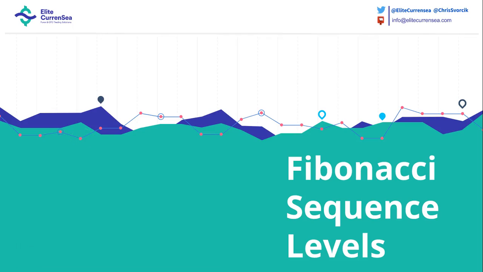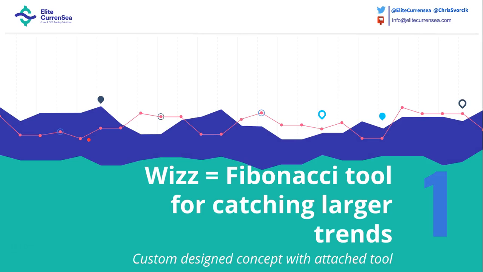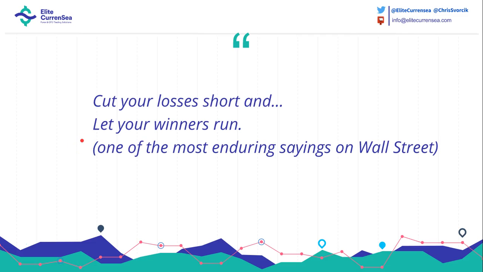My name is Chris. Today's focus is on Fibonacci sequence levels, and we have actually a neat name for that called the Wizz Tool, because we have an indicator, or a script better said, that actually applies this concept automatically. So hang on tight, we'll explain everything in this video. Basically, Wizz is a tool that is aimed at catching larger trends. It's a custom designed script, and we're going to discuss how you can let your winners run, in fact. And that's, of course, so important.